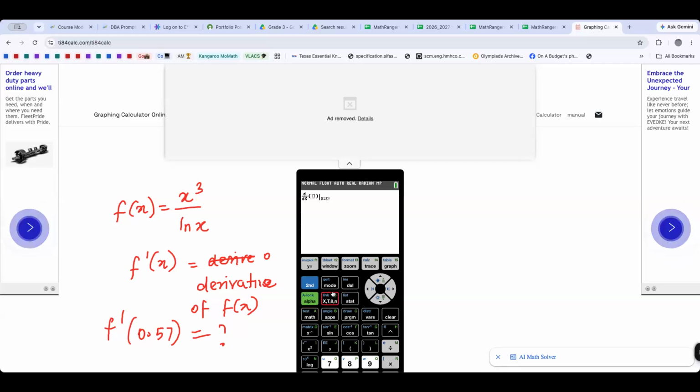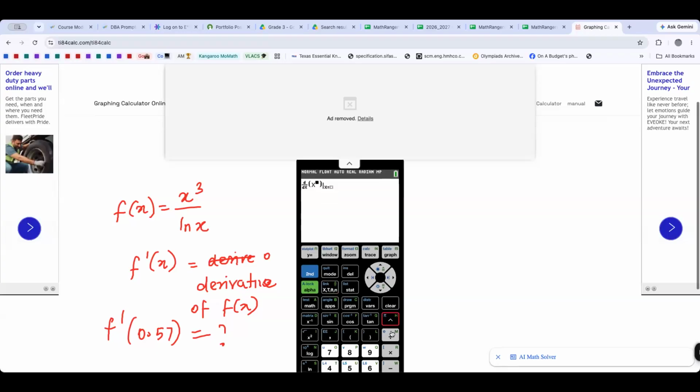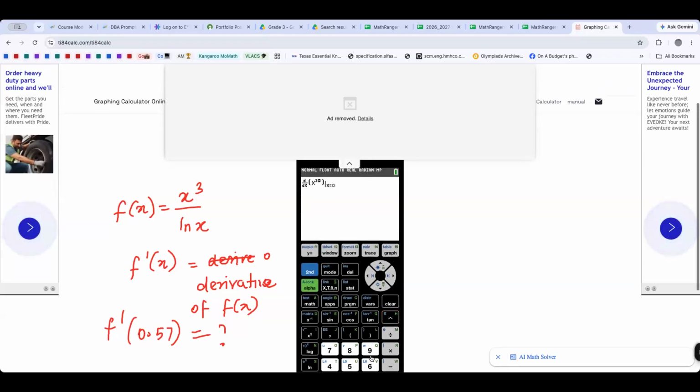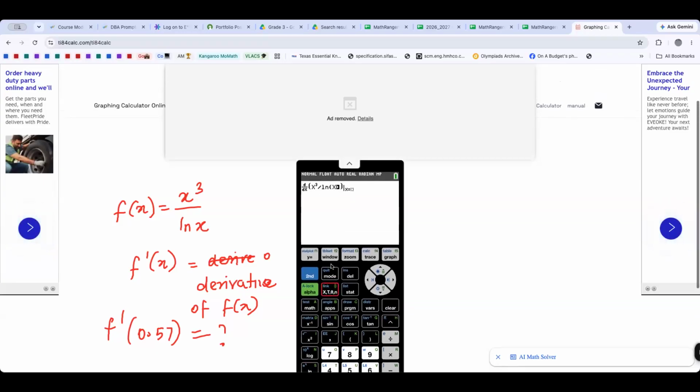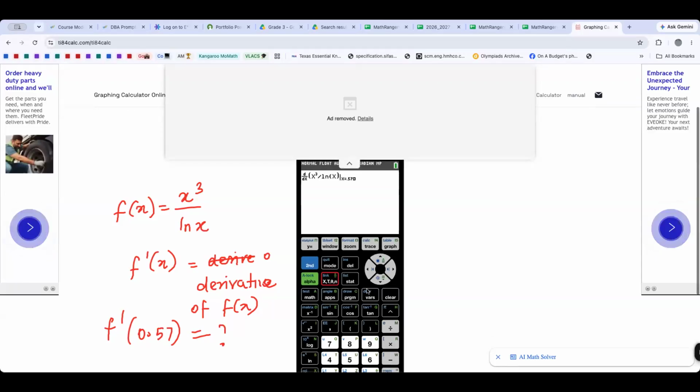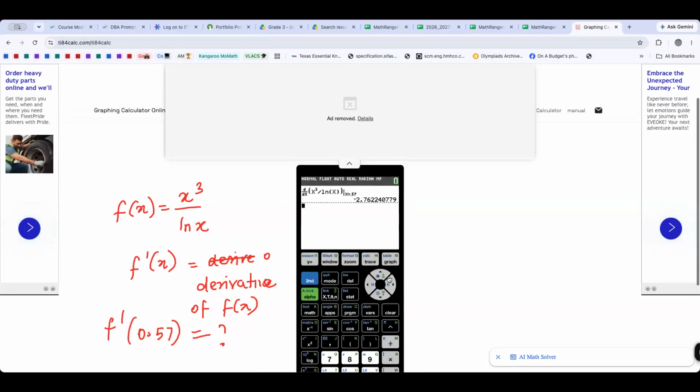d by dx is also another way of notating derivative. Okay, what am I going to say? x cube divided by ln x, right? And then you go here. That one tells what is the x value for which you need to find the derivative. Then press enter, it gives you the answer. This is the answer. Any questions, guys?